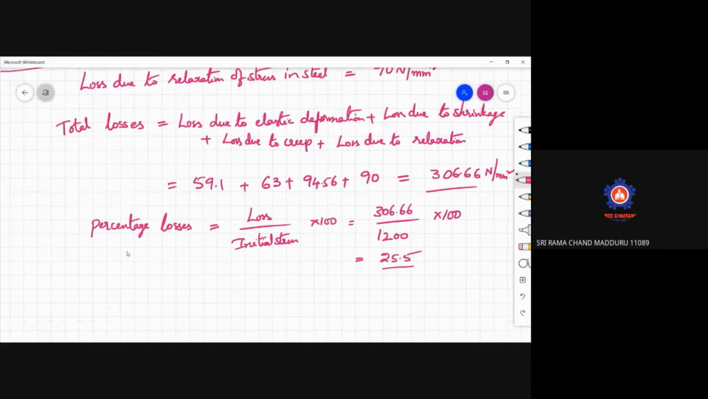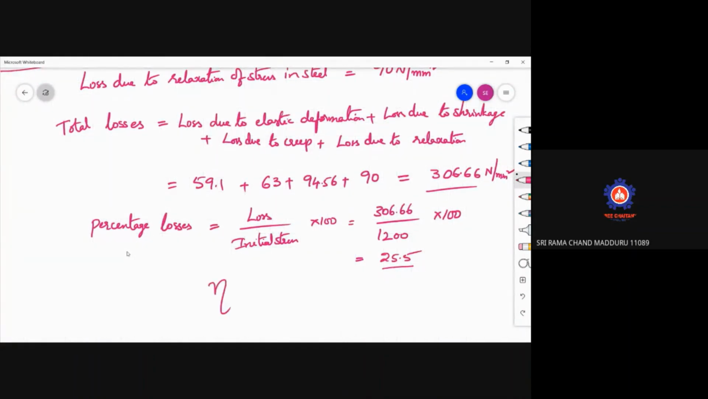Now just see this one. If the losses are 25.5%, efficiency eta is equal to 100% minus 25.5%. Just you can check it as 74.5%. The efficiency of this one is nothing but 74.5%. So 100% minus losses will give you the efficiency.